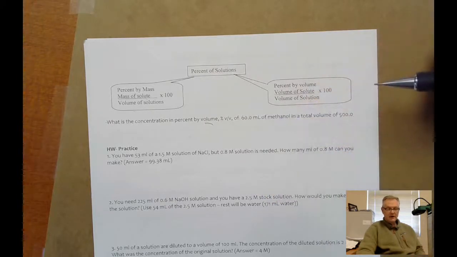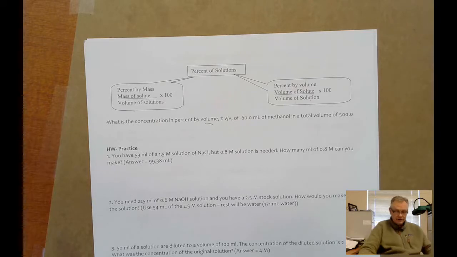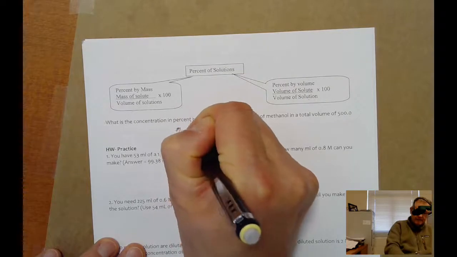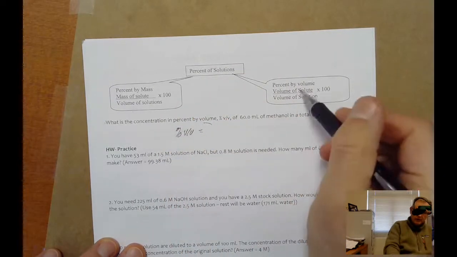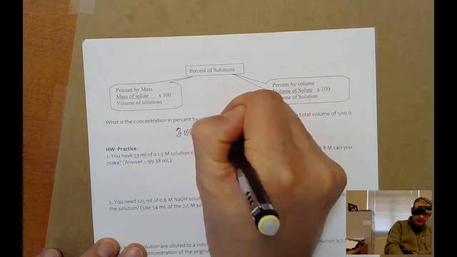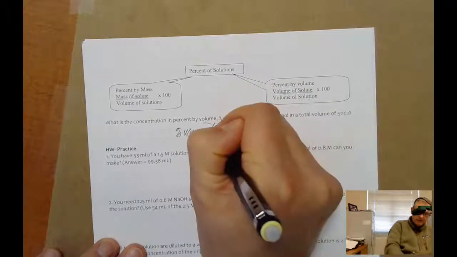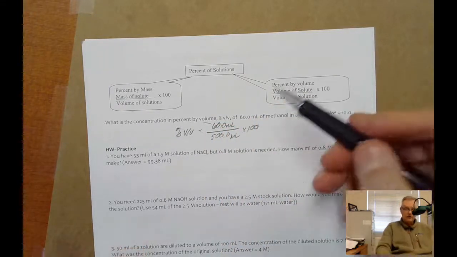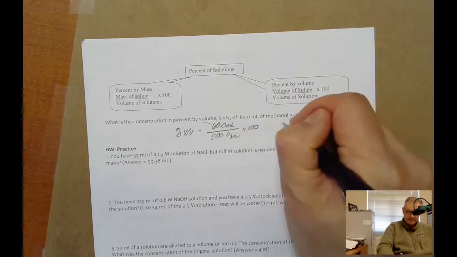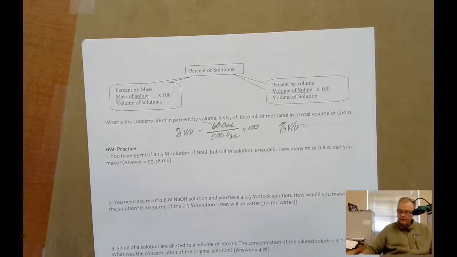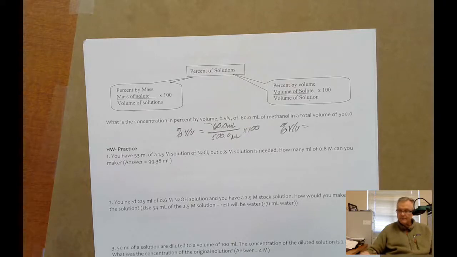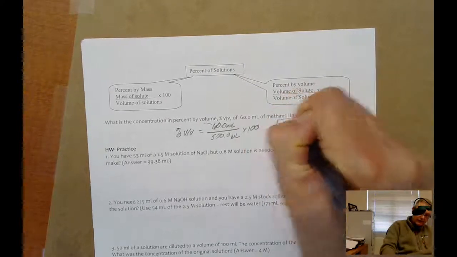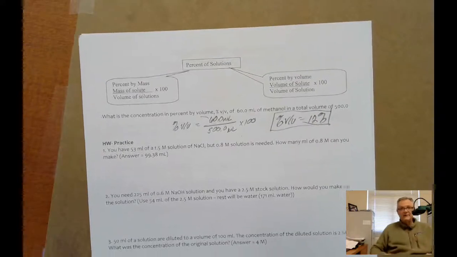So when I look at this, it says, what is the concentration in percent by volume of 60 milliliters of methanol in a total of 500 milliliters of solution? So the percent volume to volume is equal to the part, which is the volume of the solute, 60 milliliters, divided by 500 milliliters, times 100. You just need to make sure that you're keeping up with your units. This couldn't be in milliliters and liters. It has to be in the same thing. So my percent by volume is going to be 60 divided by 500, and then all of that times 100. So I get a 12% solution.